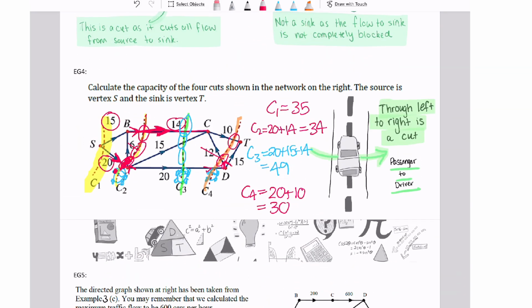So let's look at these 4 different cuts we've drawn here. Out of these 4 cuts, the minimum cut, the smallest cut I got was the 4th cut, which was 30. So if this question asked me for my maximum flow, and they were all the possible cuts I could do, my maximum flow would be 30 because it was the smallest cut possible.